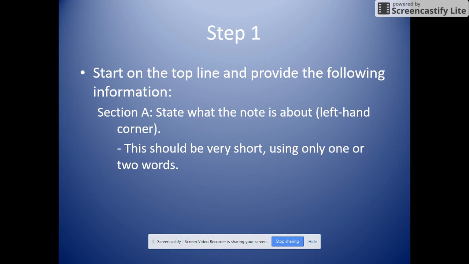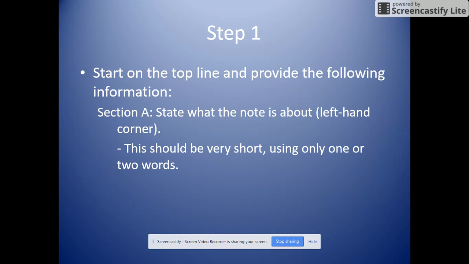All right, so let's get down to the steps. So on your piece of paper, you need to look at the top of the line, and I would recommend you use 3 pieces of notebook paper for this assignment, 1 for each article, okay? So in the top line, you want to write the first thing. This is in the left-hand corner. This is section A. Basically, you're just telling me what the note should be about.